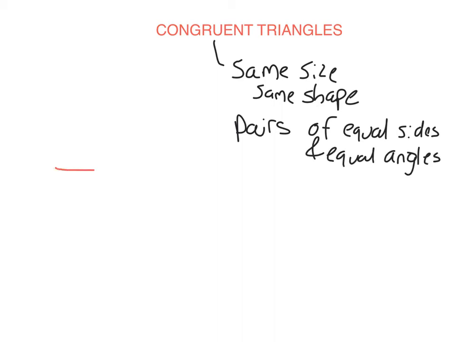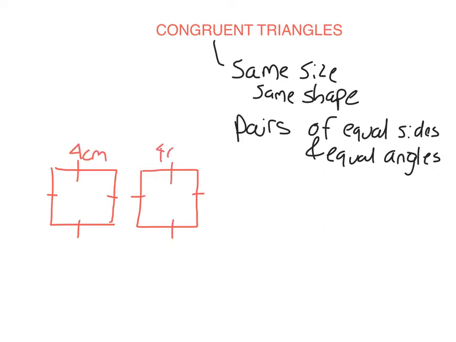So if I draw two shapes like this, I'm going to try and draw two squares that are the same size, okay? So let's say that for this square, each side was, say, 4 centimeters, and the same for this square here, 4 centimeters. If they are both squares, then all angles are right angles. So these two shapes are congruent because the sides come in pairs and the angles come in pairs. So all angles are equal and all sides are equal between these two shapes.